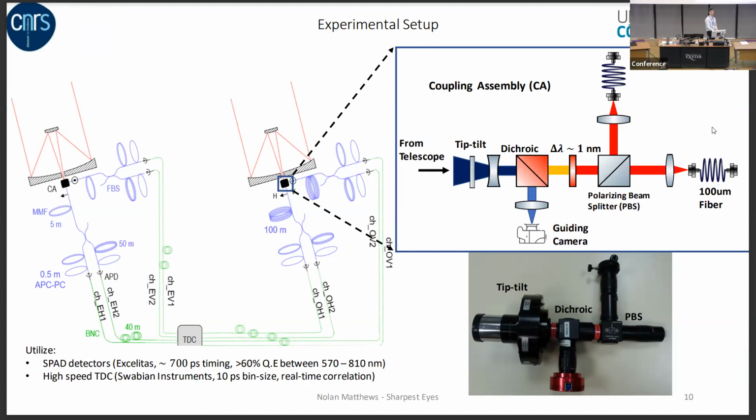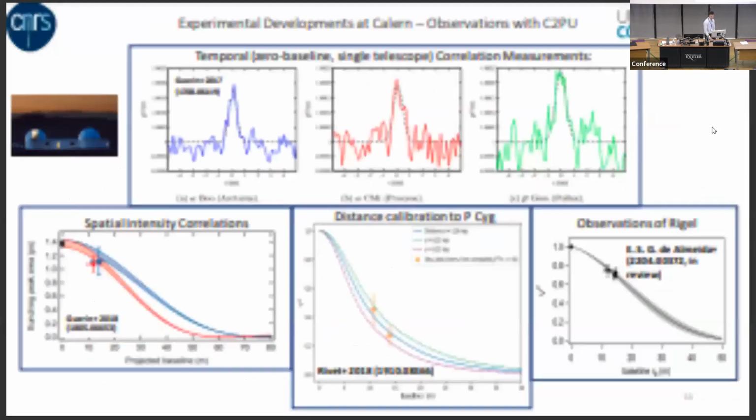And then by measuring the correlation between telescopes, we can normalize by this zero baseline correlation in order to obtain the squared visibility. Our detectors are Excelitas detectors, which have roughly 700 picosecond timing and quite good quantum efficiency for a wavelength of interest. And then we send the signal from the detector to a high-speed TDC, time-to-digital converter, in which case we have 10 picosecond bin size, and this performs a real-time correlation.